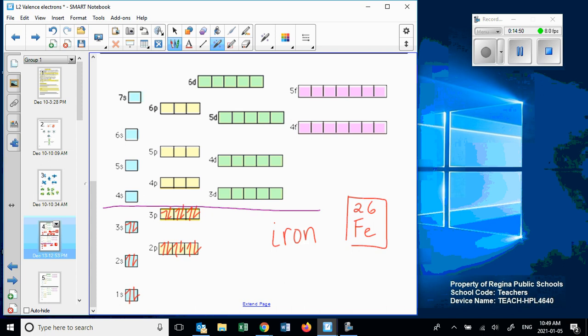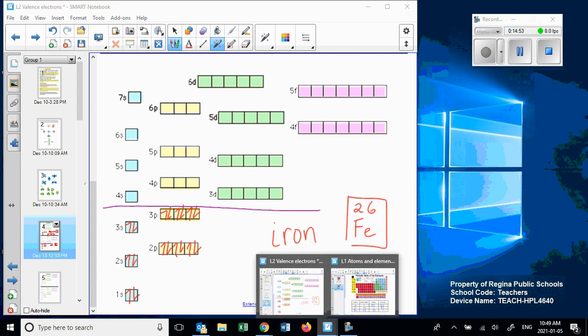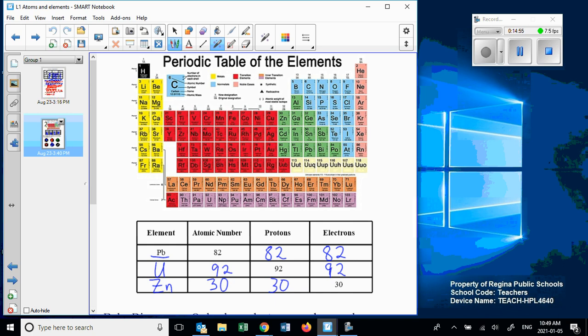I'm going to flip back to the periodic table and point out something. You know how it has a big gap in between here? That's sort of where these d electrons start up. That's why there's a gap there. And when we do electron configurations, for example, we count 3s1, 3s2, then we skip to 3p: 3p1, 2, 3, 4, 5, 6.